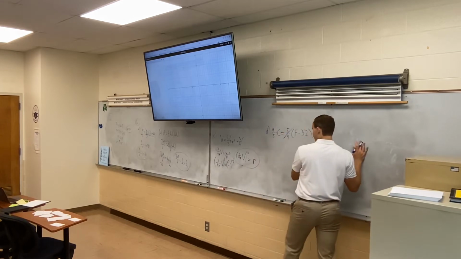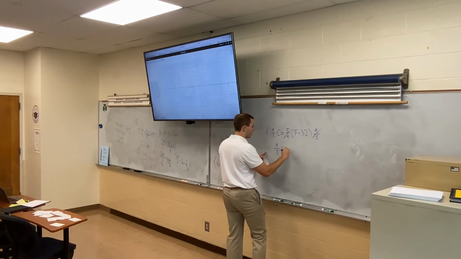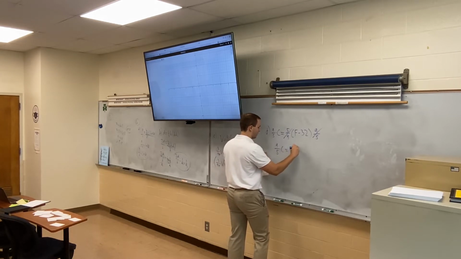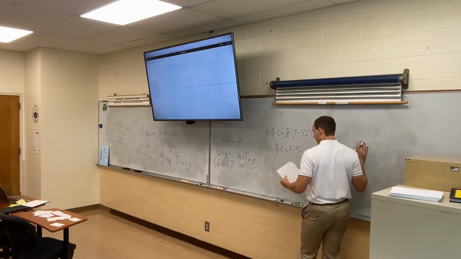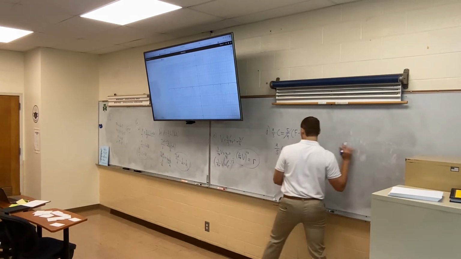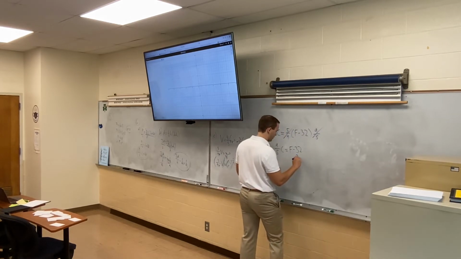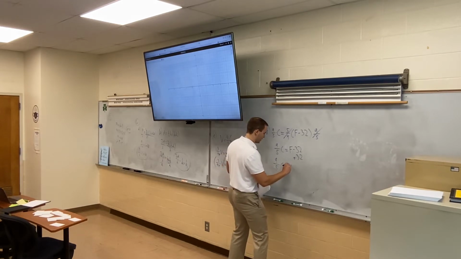Okay, 9/5 times C equals f minus 32. I'm solving for f, so let's not forget where we're going. I've got to get rid of this little minus 32, so I'm just going to add 32 to both sides. 9/5 c plus 32 equals f.